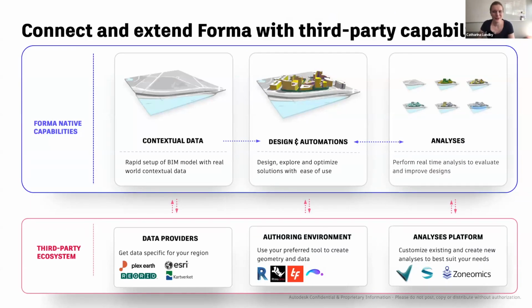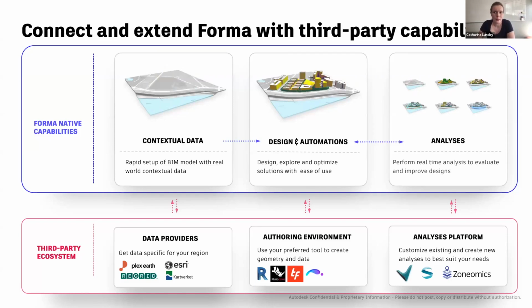And here's another quite busy illustration that I'll try to talk you through. The illustration here highlights the platform thinking, and it shows the kind of core components of Forma today, divided into these three main themes of contextual data, design automations, and analyses. And at the top, you see the Forma native capabilities. So these are kind of the core capabilities that we develop ourselves.